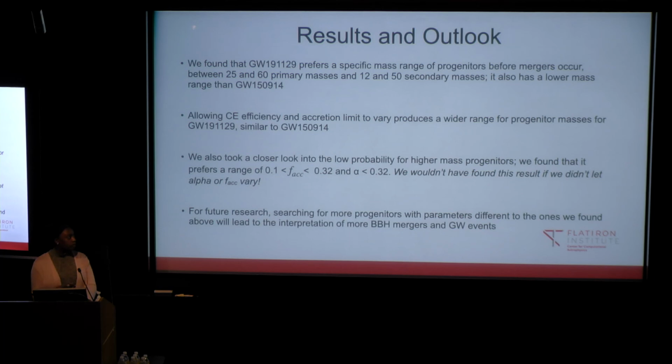For future research, we want to look for more progenitors with parameter spaces different from the ones that we used for GW191129. Hopefully this will lead to the interpretation of more binary black hole mergers, and hopefully we can look for more gravitational wave events.